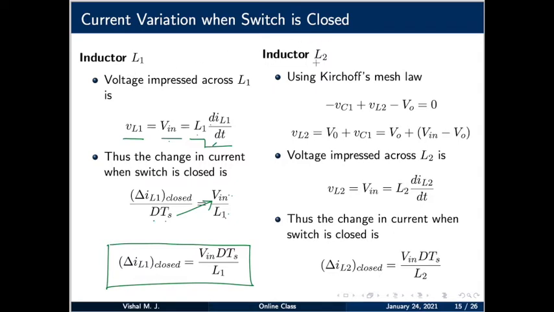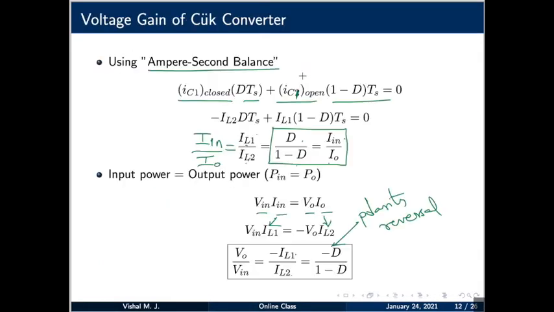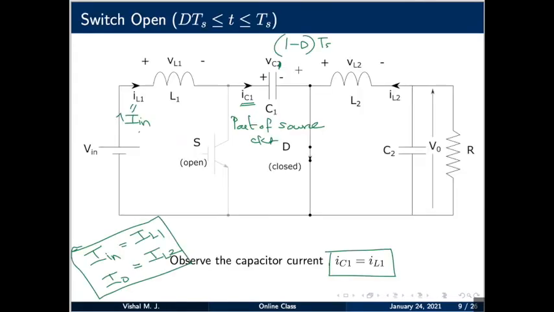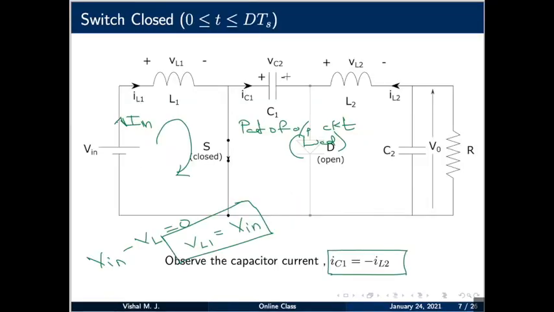Now, let us do the same thing for L2. So, let us start by writing, with the switch closed, Kirchhoff's voltage law across this loop. The polarity must be like this. I am sorry for that, because the current is entering the positive terminal. I am sorry for this mistake.